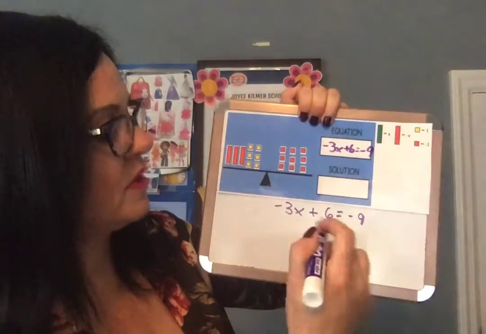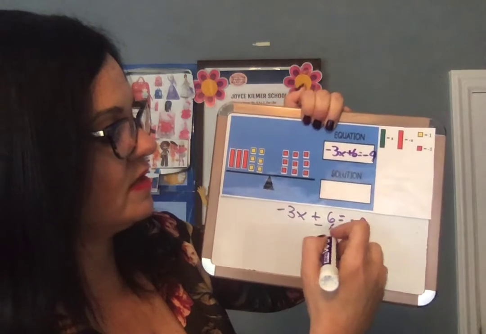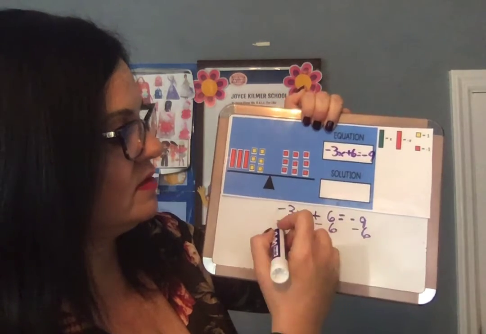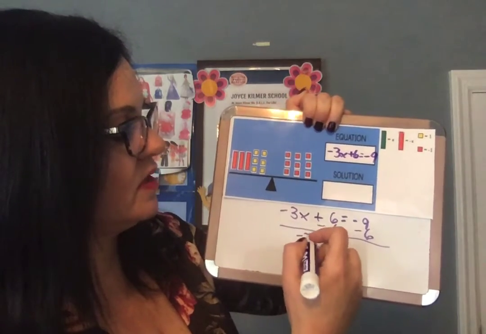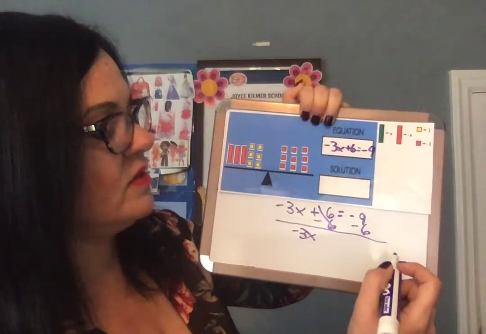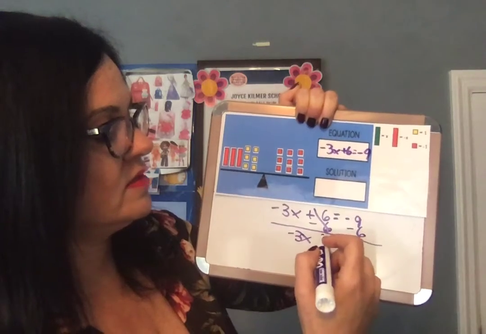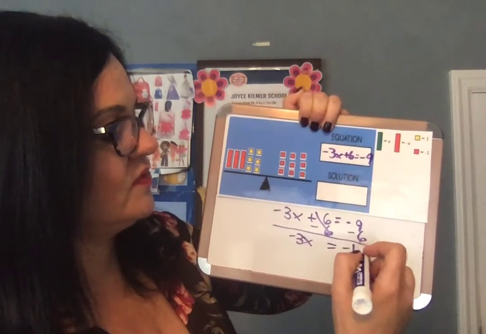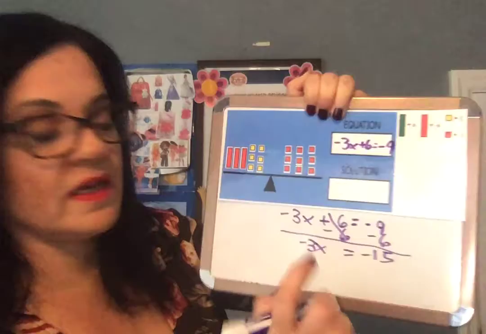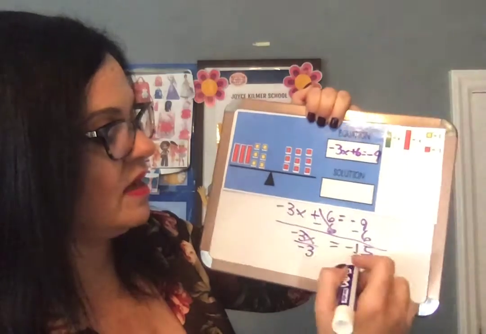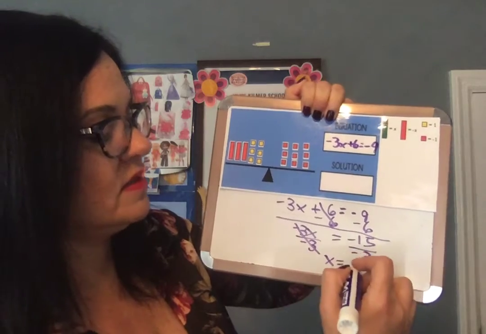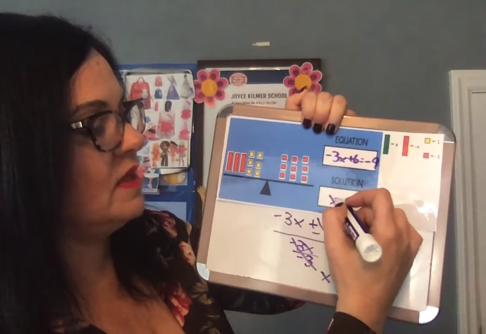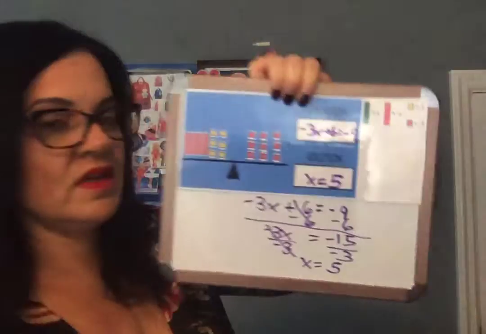Okay, all right. So if you go ahead and isolate x by doing the opposite, you would subtract 6 on both sides, draw your line. Negative 3x, bring down, cross this out. Negative 9 and negative 6 is negative 15. Divide negative 3 on both sides. Cross this out, and x equals 5. So your solution would be x equals 5, okay, in that case.